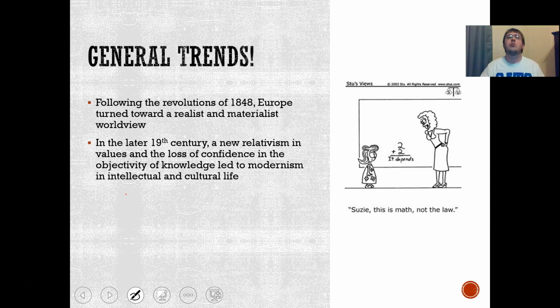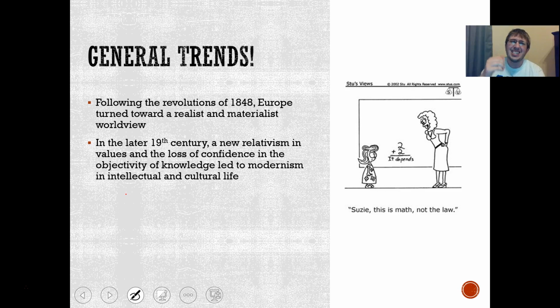Then, and this is really the seeds of the modern world, in the later 19th century, a new relativism in values and a loss of confidence in the objectivity of knowledge led to modernism in intellectual and cultural life. What does that mean? Your values are relative to who you are, where you're at, where you're going. You see what I'm saying? It's all relative to your situation. And there is a loss of confidence in what is held as true.